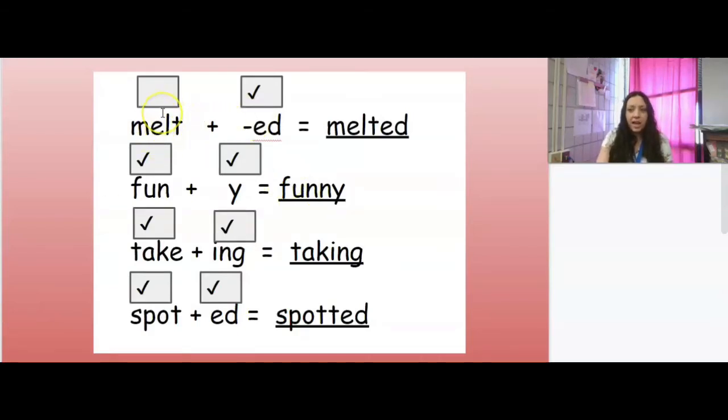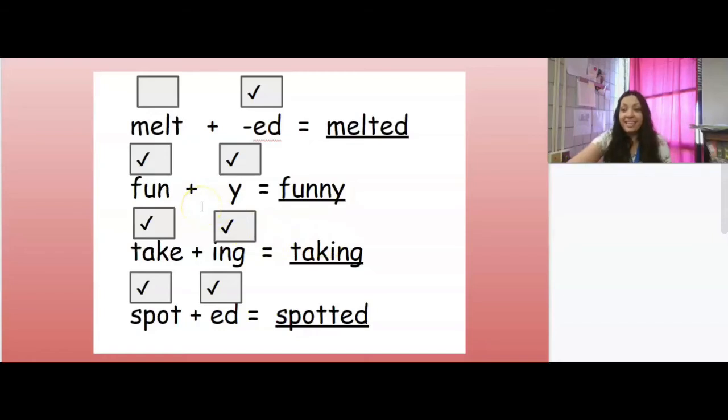Look at melt. It's not marked. Why is it not marked? That's right. Look, it's got two consonants. It's got LT, so I don't mark it. But I do mark ED because suffix ED starts with a vowel. So I'm just going to put it together and put melted.